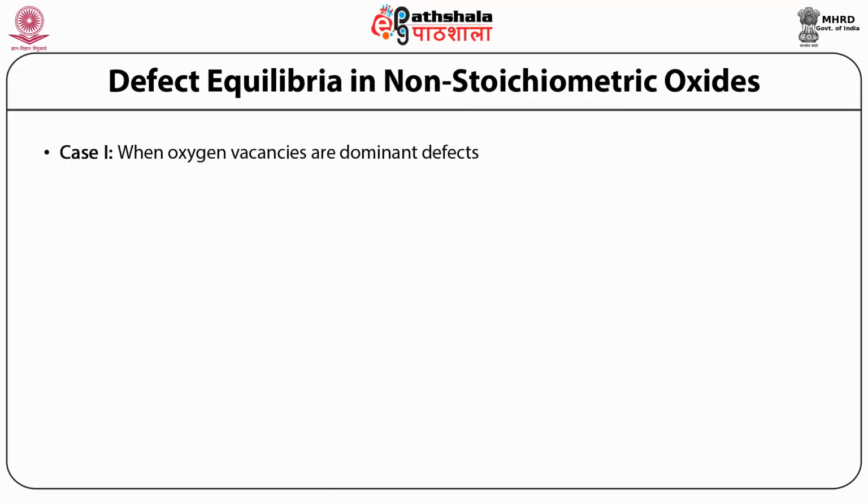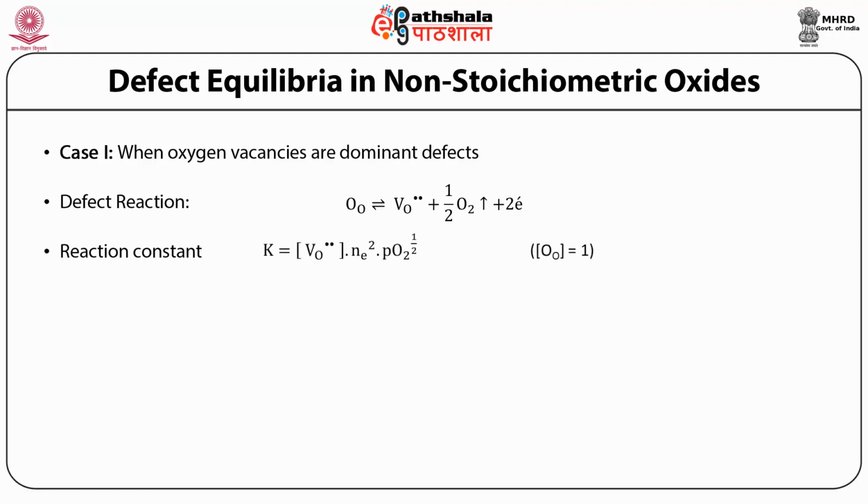So the first case was when oxygen vacancies are dominant defects. Here the defect reaction can be expressed as OO gives VO double dot plus half O2 plus 2 electrons. The reaction constant will be K equal to [VO double dot] times n squared times PO2 to the power 1 by 2.